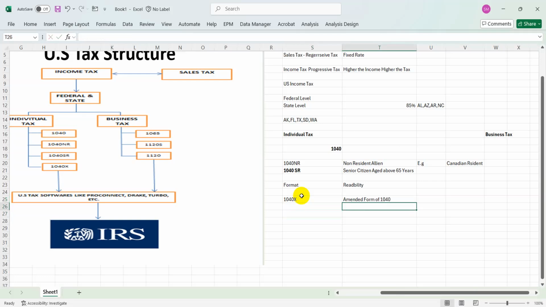For example, if you have filed the 1040 form and you have made any mistake, for example in reporting the income, or reporting the credits or deductions, any mistake in your original form 1040, then you can file 1040X. So this is the form you use when you are filing an amended tax return. Now this is all about the individual tax. Now when we talk about the business tax, let me just put this here.